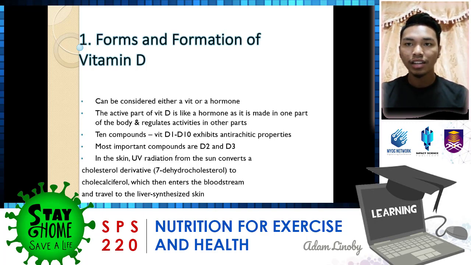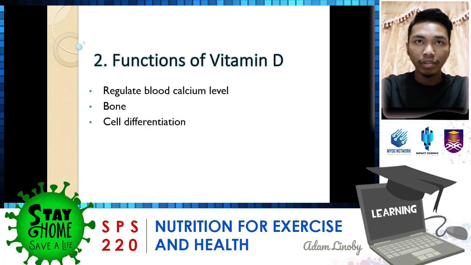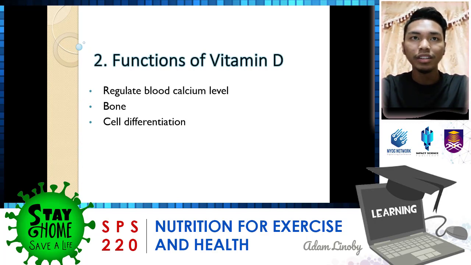UV radiation from the sun converts a cholesterol derivative, 7-dehydrocholesterol, to cholecalciferol, which then enters the bloodstream and travels to the liver, synthesized in the skin. So I will continue with the functions of vitamin D. There are 3 functions of vitamin D.